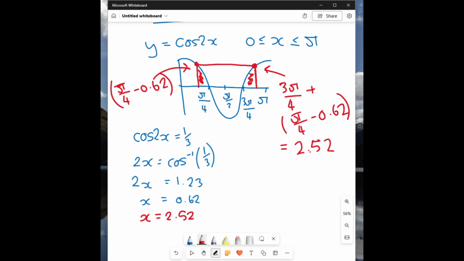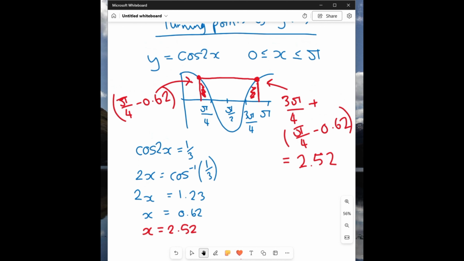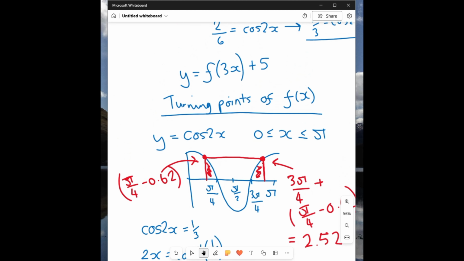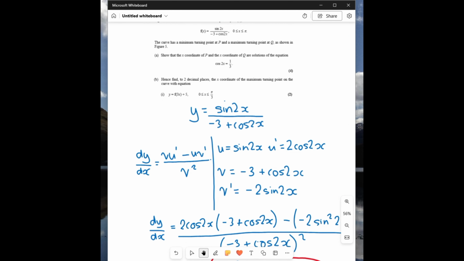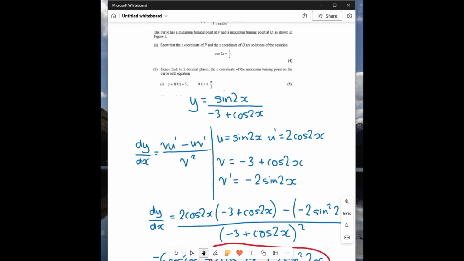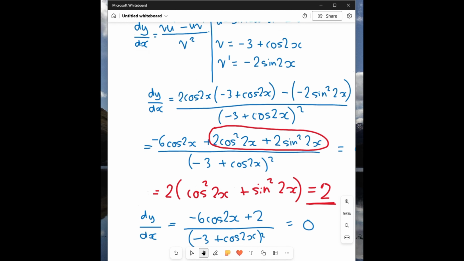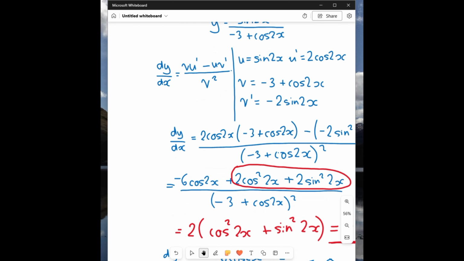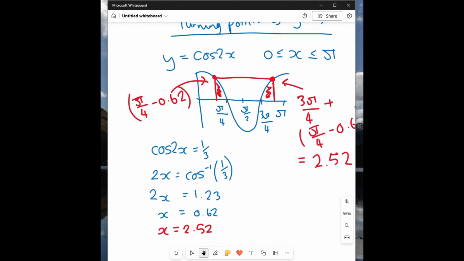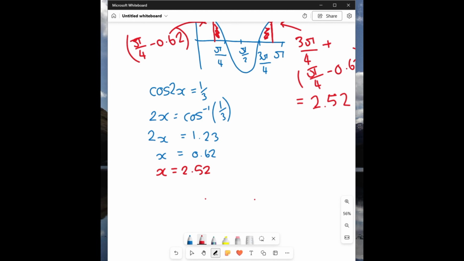So remember, that's for f of x. And I actually don't care about the solution of f of x. If I go back to the question, I want the maximum turning point for y is equal to f of 3x plus 5. The maximum turning point is the one further along. It's the bigger x value. So basically the x coordinate of Q is going to be that 2.52 there. So that's the value that we're interested in.